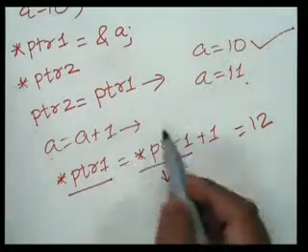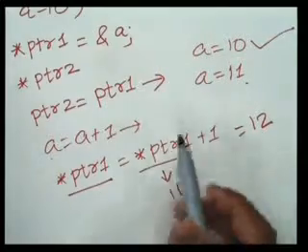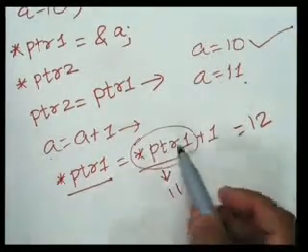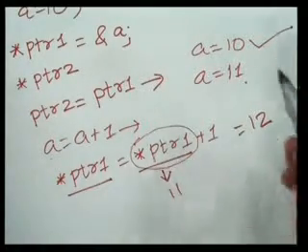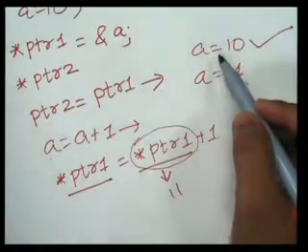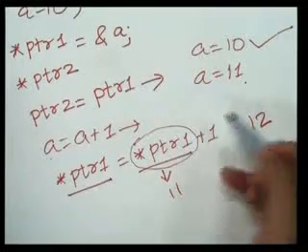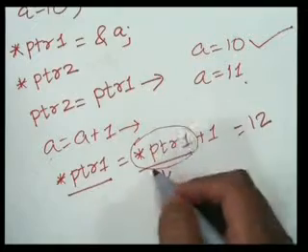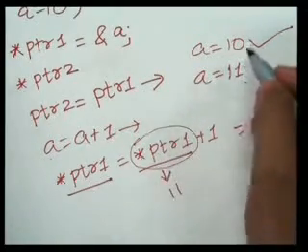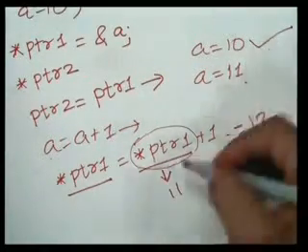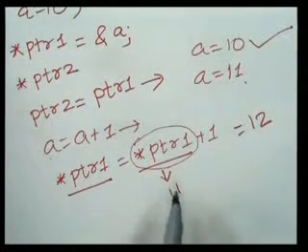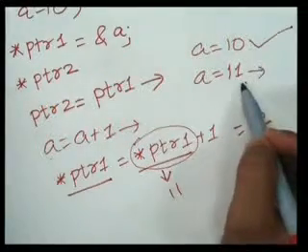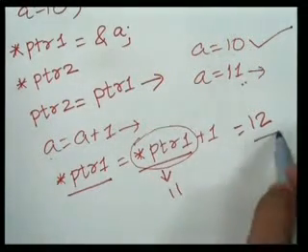Once again, when I do any arithmetic operation using this kind of notation, star PTR will have the value of A, right? PTR is having the address. When I put star before PTR, it is the indirection operator or dereferencing operator. It helps me to access the value of A, that is the value stored at the location pointed to by PTR1. The last value we had was 11, right? So 11 plus 1, I will get 12, right?